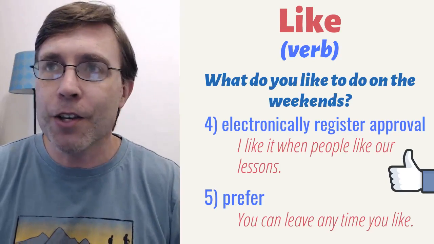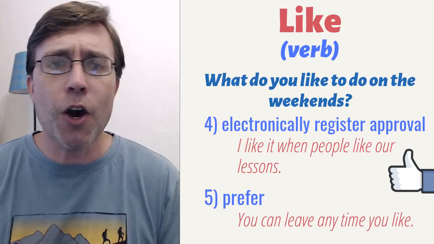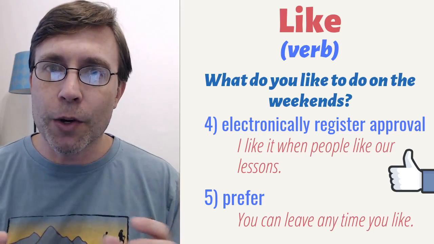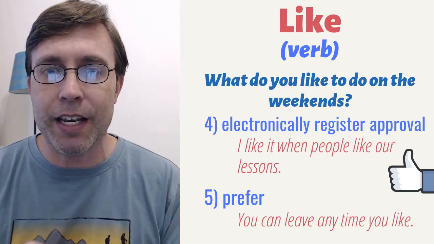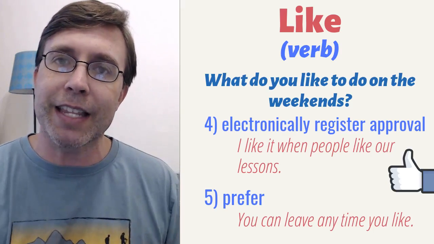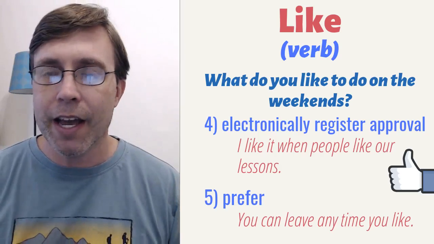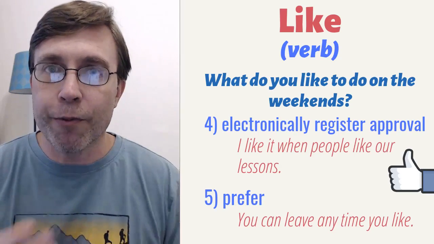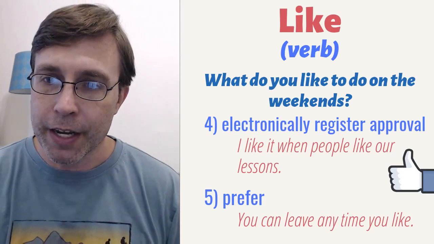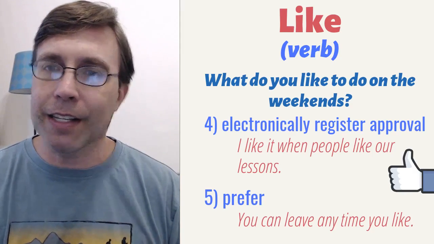Or I could say, you can eat anything you like. You can go any place you like. So in this case, it's often at the end. You would find it at the end of a sentence, and it's talking about anywhere you like, anything you like, any place you like. It's referring to your preference. Okay, so let's look at some examples.